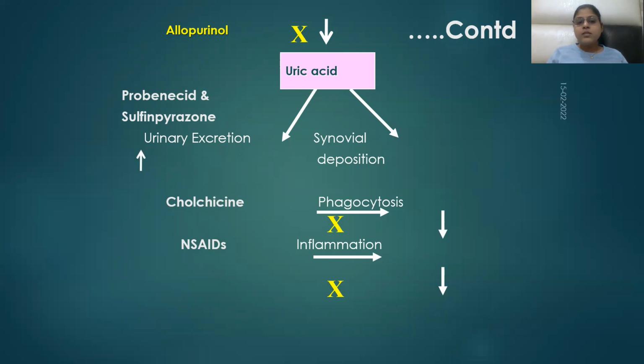The increased urinary excretion is by probenecid and sulfinpyrazone, and colchicine inhibits the phagocytosis, so there is reduced synovial deposition of the uric crystals. Since it reduces the inflammation, this will lead to decreased pain and inflammation in the joints. Non-steroidal anti-inflammatory drugs reduce the pain and inflammation. Colchicine reduces the phagocytosis of the uric crystals in the synovial joint, so uric crystals do not develop. It inhibits the glycoprotein, and inhibits the infiltration of macrophages and granulocytes in the synovial joints. So there is reduced uric crystal formation.